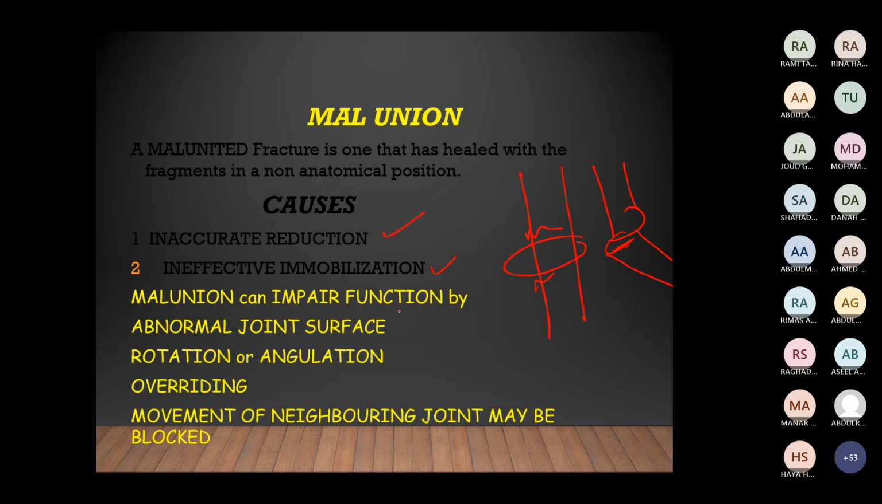Malunion can impair function through abnormal joint surfaces. There will be rotation or angulation, as I told you, it will become angulated like that. Or overriding: sometimes the bone will override the other bone like that. Movement of the neighboring joint may be blocked. So this will cause malunion. These are the different causes.